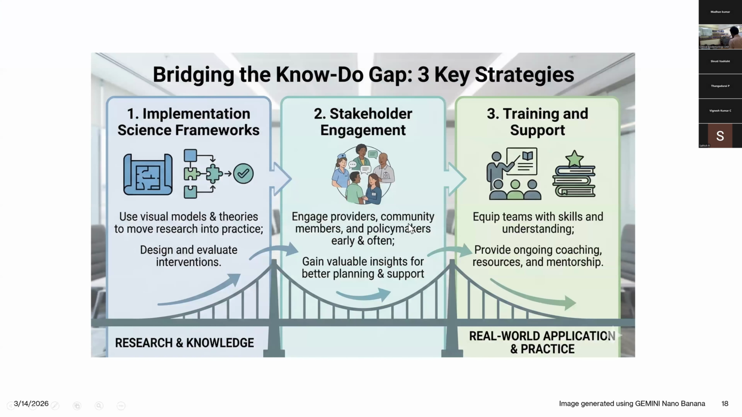So how do we bridge the know-do gap? There are three key strategies as to how we can bridge the know-do gap. One is to use the implementation science framework to identify the determinants, the barriers or the enablers that are implicated in bringing a research finding into clinical practice. Second is to involve the stakeholders, say for example the patients, the government, or whoever is involved in delivering the target intervention to the population. They should be involved and they should receive adequate training and support regarding the intervention so that we can bring it into real world practice and application.